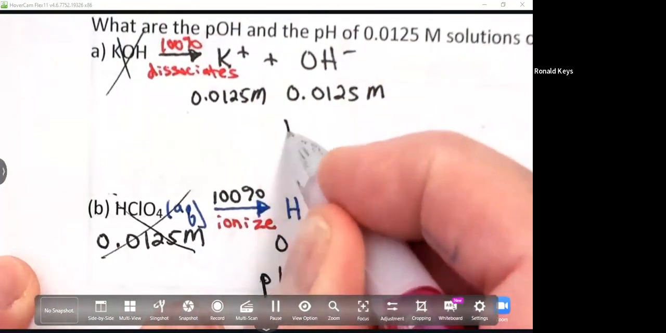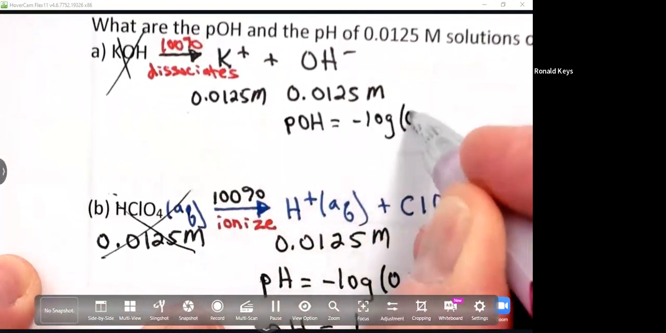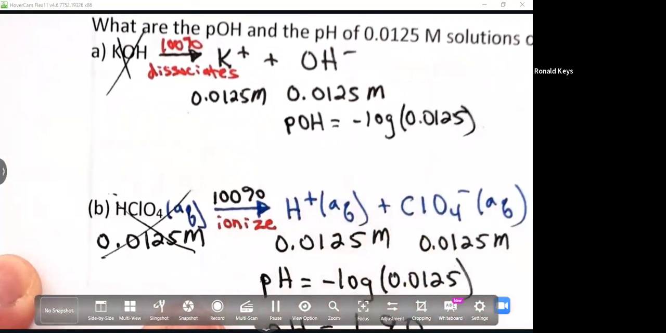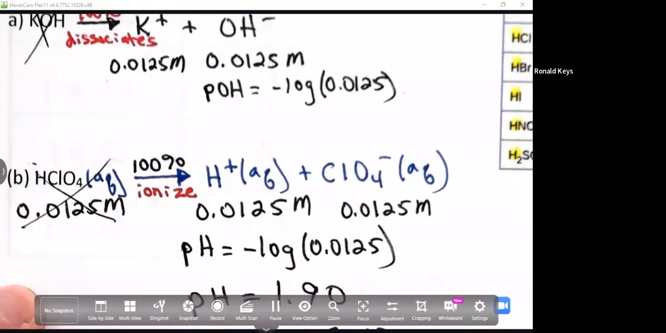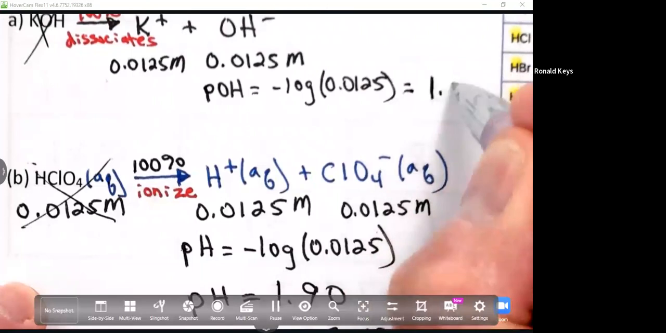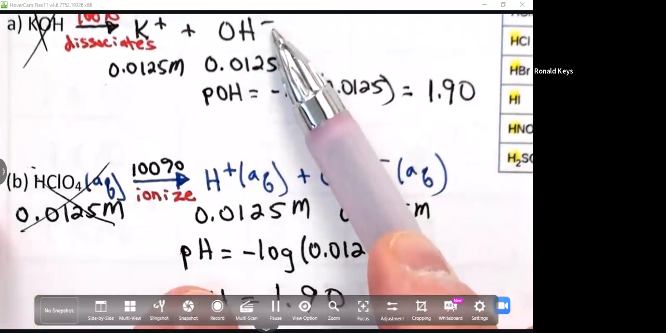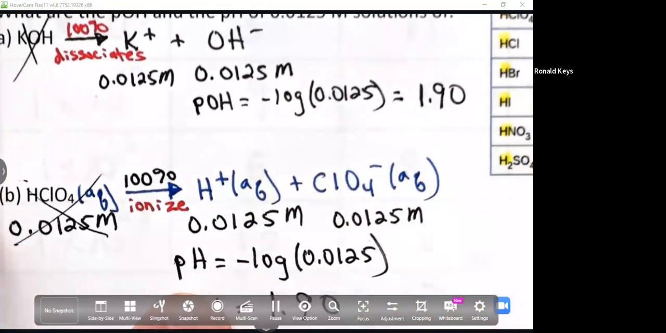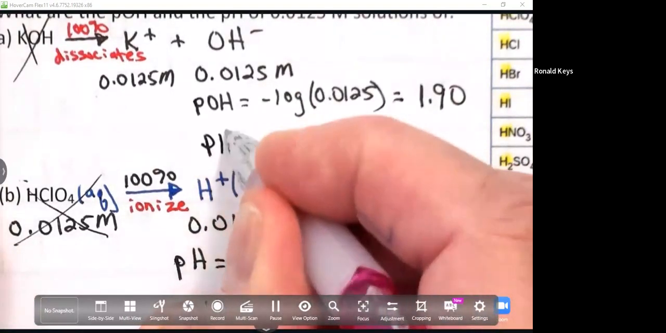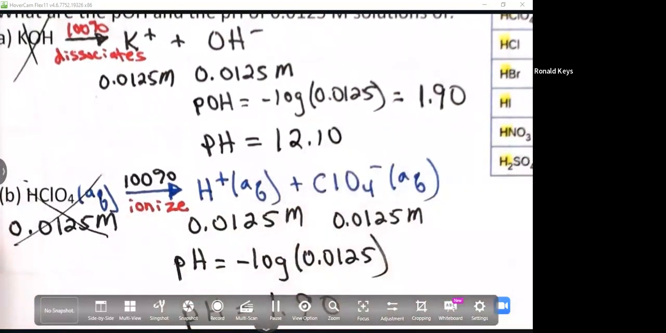This time right here, the pOH is going to be the negative log of 0.0125. The pOH is going to be 1.90. Be careful when the question asks whether or not you want pH or pOH. This is OH minus, so it's pOH, which makes my pH here equal to 12.10, or just the opposite.